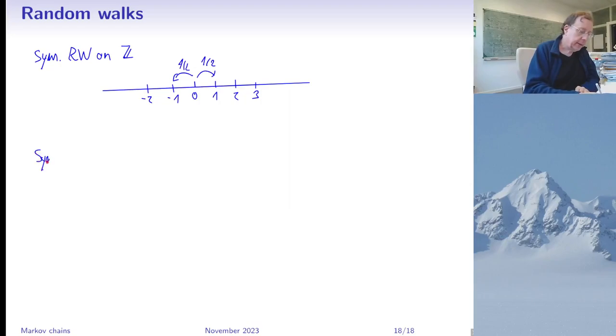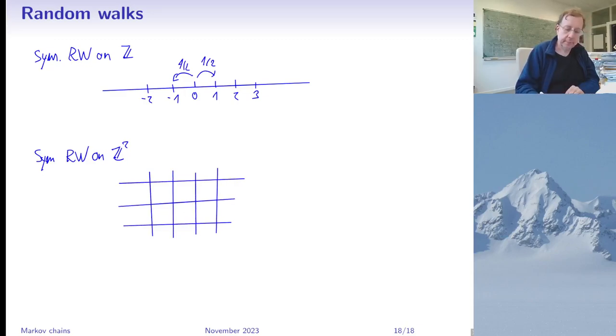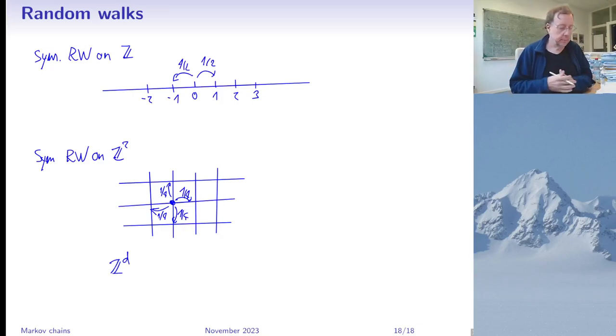Now the symmetric random walk on Z2 is a similar thing, but now I'm on the square grid. So I have something like this. And now starting from a given site here, I have a probability 1/4 of going up, 1/4 of going to the right, 1/4 of going down, and 1/4 of going to the left. And I can do the same for any dimension, so 3, 4, whatever.